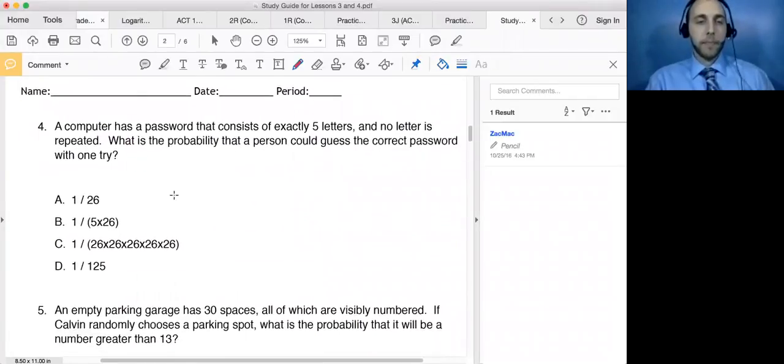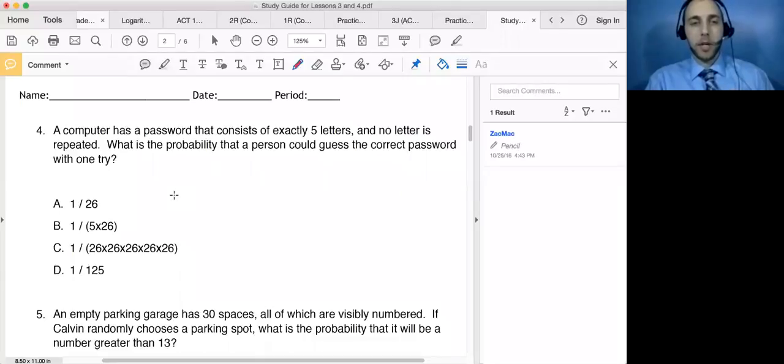All right. A computer has a password that consists of exactly 5 letters. And it says no letters repeated. I'm going to cross that out and say that we can repeat letters. I was a little tired when I typed this up, so I actually don't want that in there. So we are allowed to repeat letters now. What is the probability that a person could guess the correct password with one try?